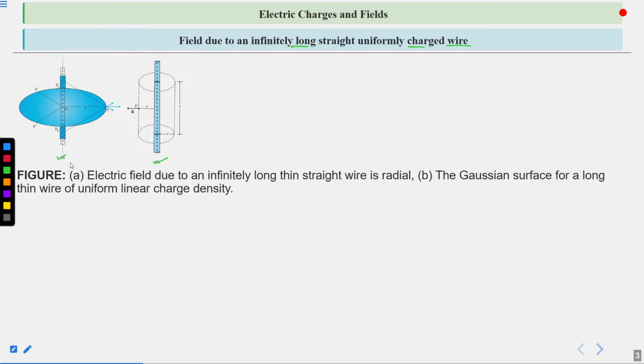In figure A, it shows the electric field due to an infinitely long straight wire is radial, and we have a charged wire. Look here, this wire is positively charged, and we will calculate at point P. What is the electric field at point P due to this infinitely long straight uniformly charged wire?